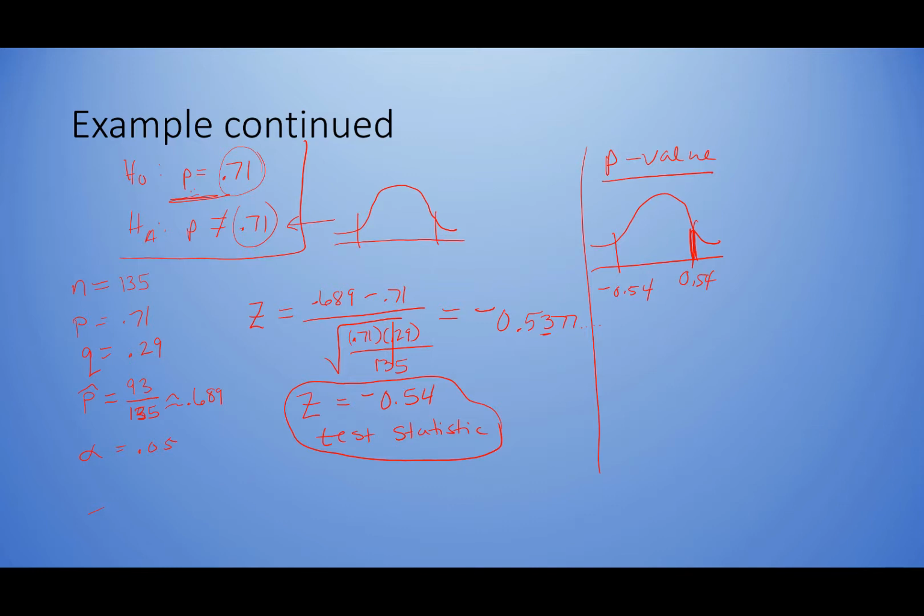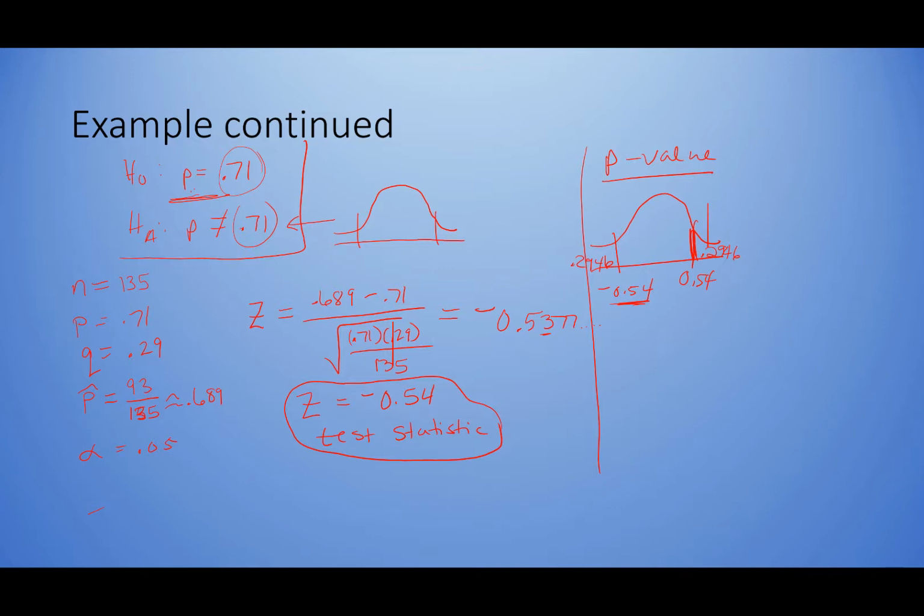Then I go to my normal distribution table and I look up the area to the left of my first test statistic here, negative 0.54. And that area is 0.2946. Now I'm going to copy that area up here because I do have a two-tailed test, so 0.2946.